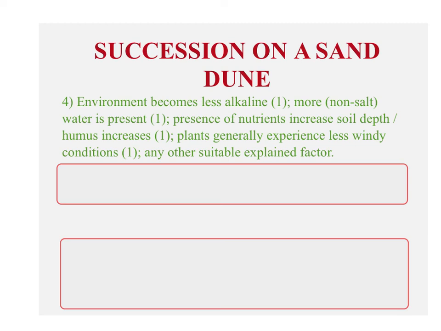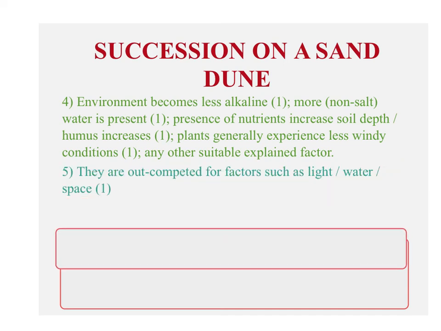The presence of nutrients is going to increase the soil depth or maybe the amount of humus. And the plants are going to experience less windy conditions. They're going to start shielding each other. They're going to potentially move up the beach a little bit more as that humus becomes slightly deeper. And any other suitable explained factor, so something that you have given a reason for, is absolutely fine.